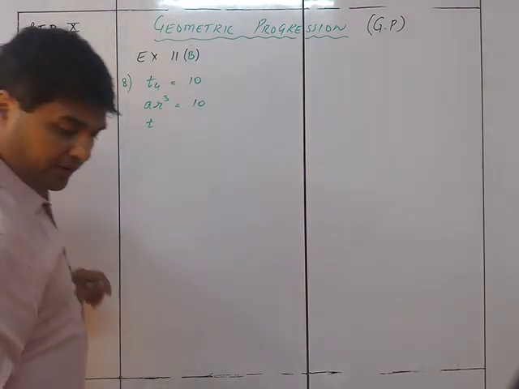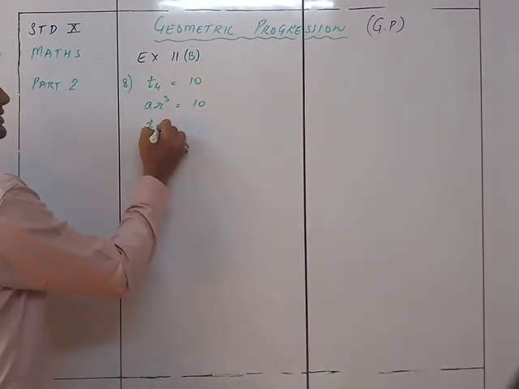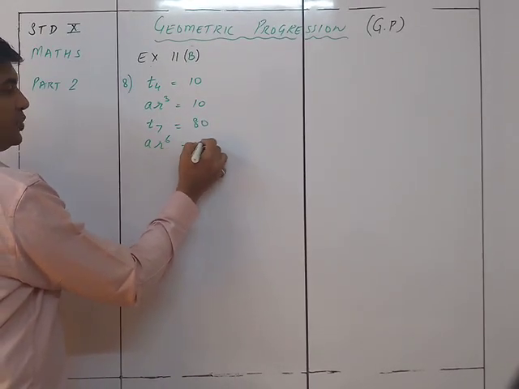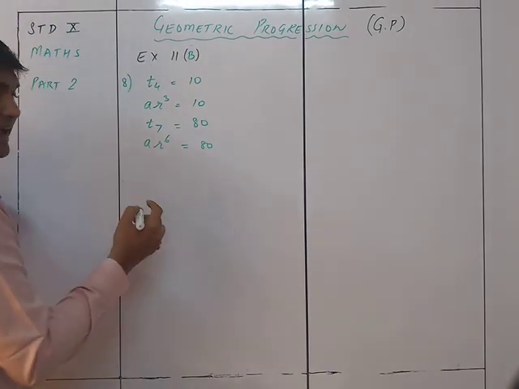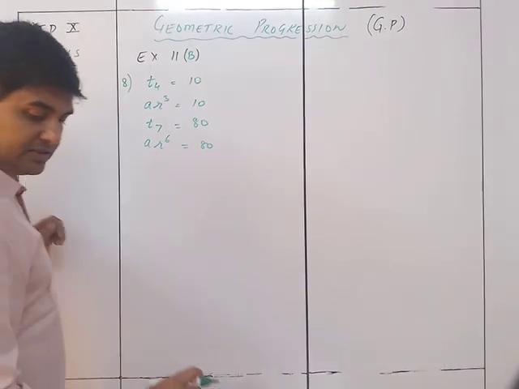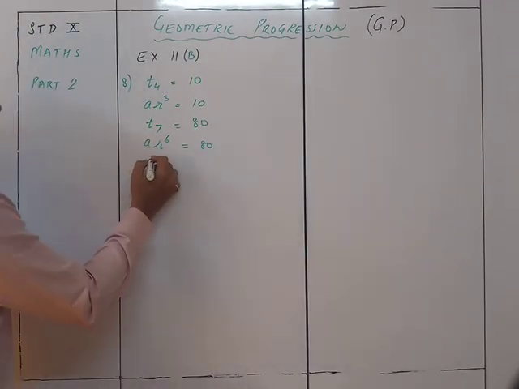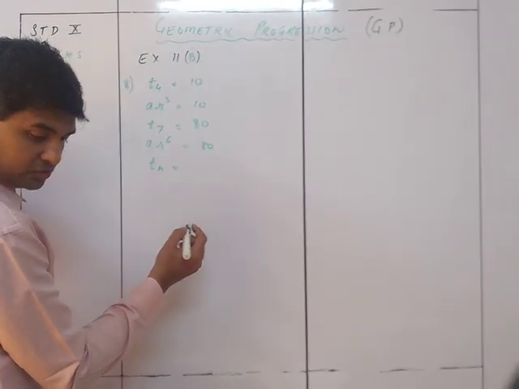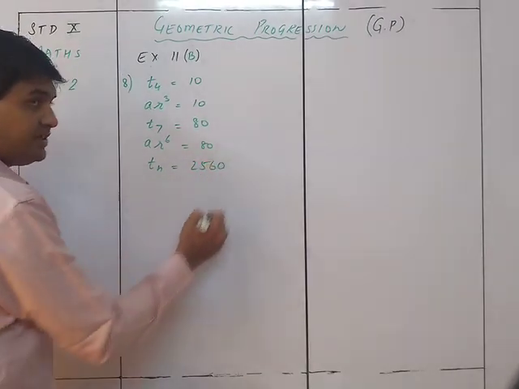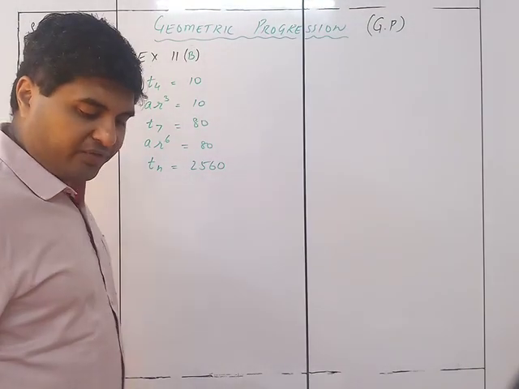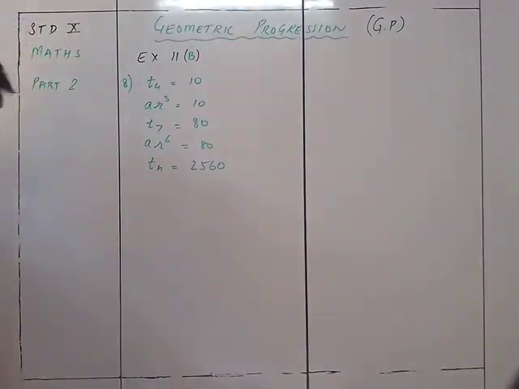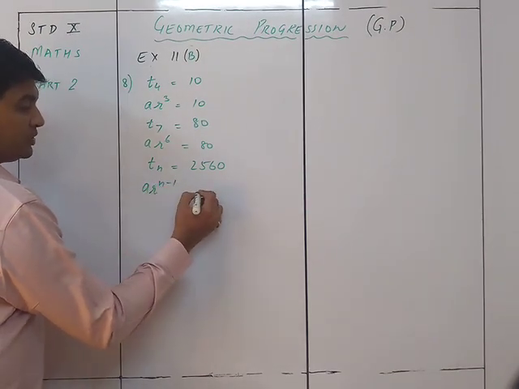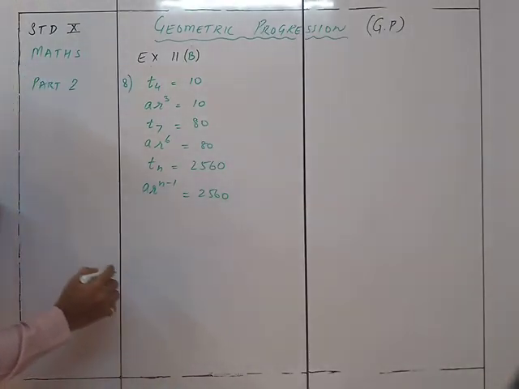Next is T7. T7 is equal to 80. So you get AR raised to 6 is equal to 80. And finally you get the last term, Tn is equal to 2560. You need to find out the first term, common ratio and the number of terms. So Tn is given to you as AR raised to n minus 1 is equal to 2560. These are the data which is given to you.